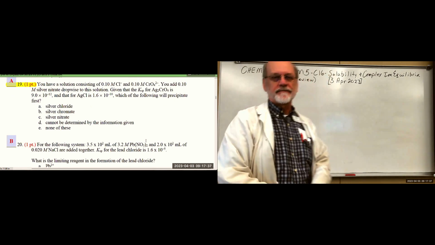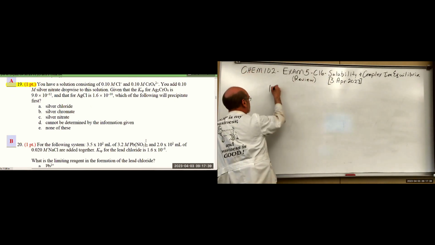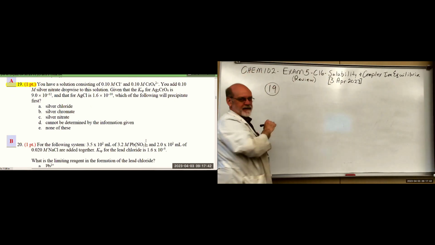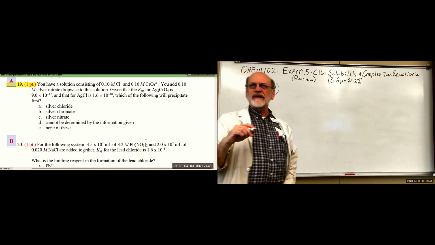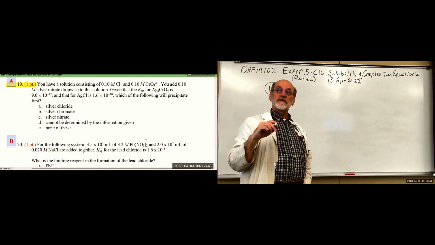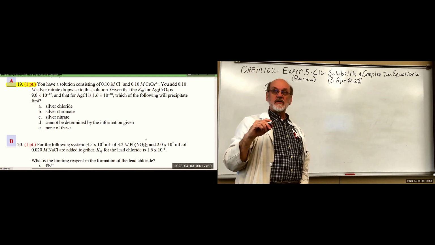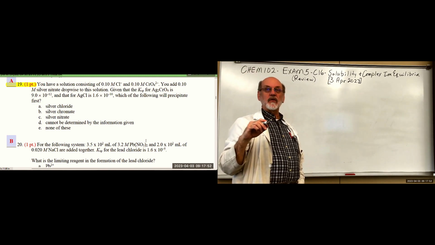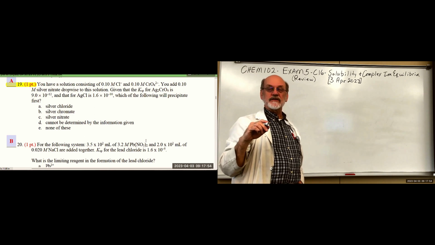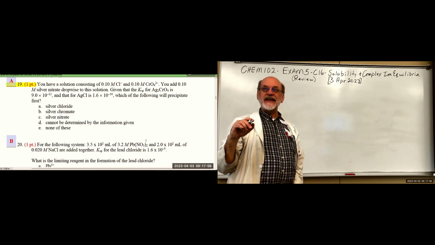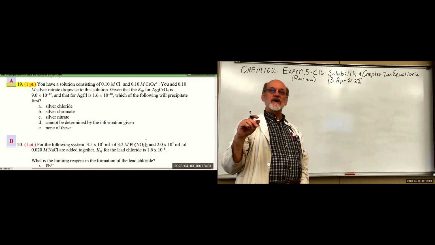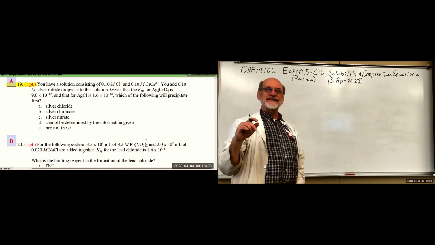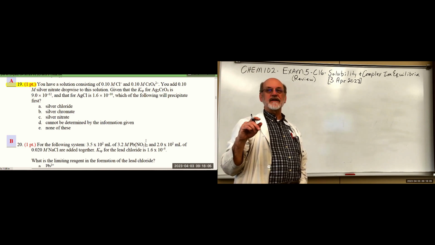How about this one? 19. You have a solution consisting of 0.1 molar chloride and 0.1 molar chromate. You add 0.1 molar silver nitrate dropwise to this solution. Given that the KSP for silver chromate is 10 to the minus 12 and for silver chloride is 10 to the minus 10, which of the following will precipitate first?